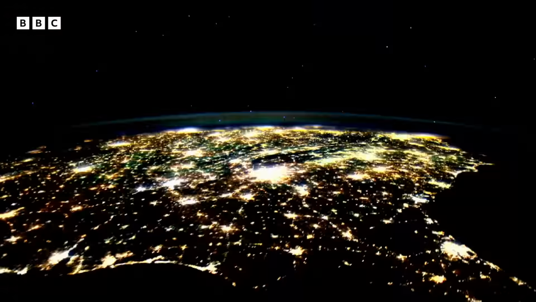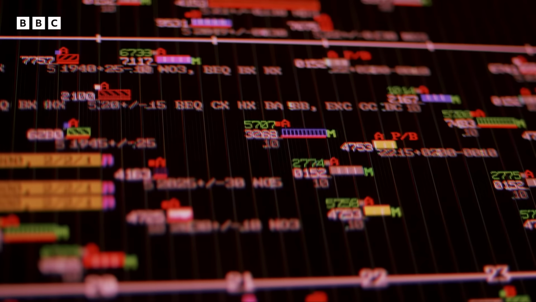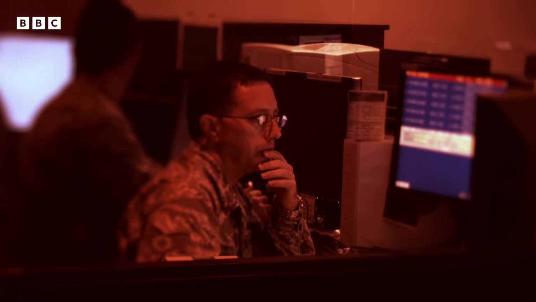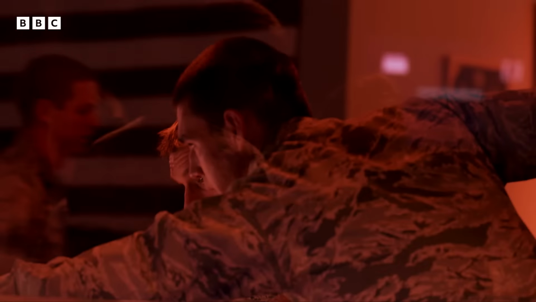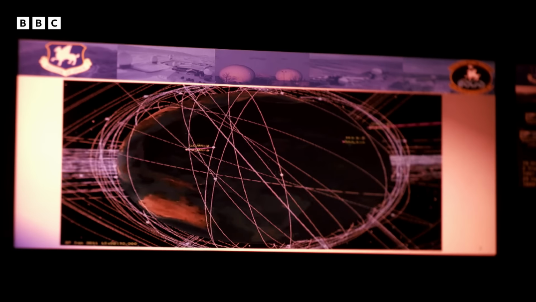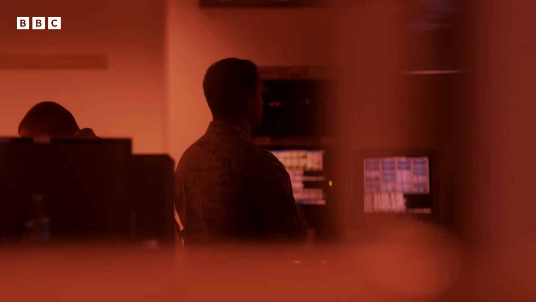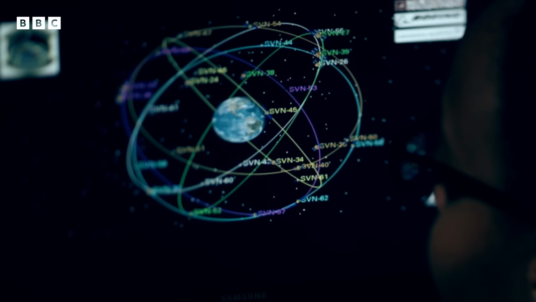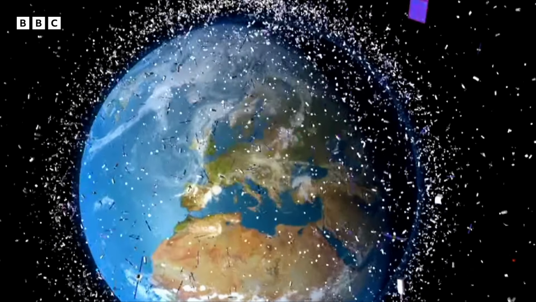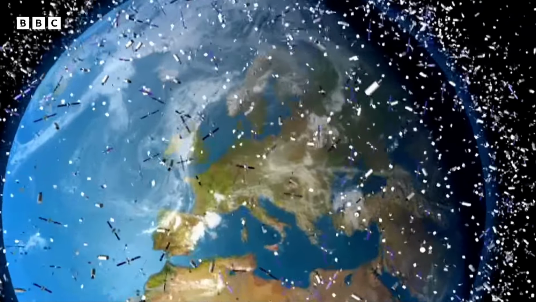Step one is actually tracking all of this space junk, and that's something that the US Air Force has been doing for decades. They've been cataloguing space junk since the early 80s. They started with 6,000 and have grown to 10,000 over the next 2 decades. And since 2009, the amount of trackable space junk has gone up by 20% to over 25,000 pieces.